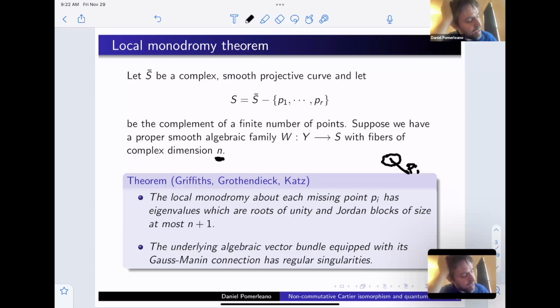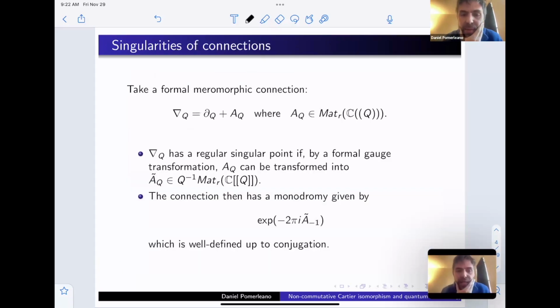In a sense that I'll say in a second, this vector bundle with connection has very mild, so-called regular singularities. Just to say what that means, if you have a formal meromorphic connection, I'll say that it has regular singularities if it can be gauge transformed into something of the form A dq/q, so that the connection matrix has a simple, order one pole about that point, and then the monodromy is just given by exponentiating the residue of that connection matrix. So my statement before is about the eigenvalues of this residue once you've gauge transformed it into this form.